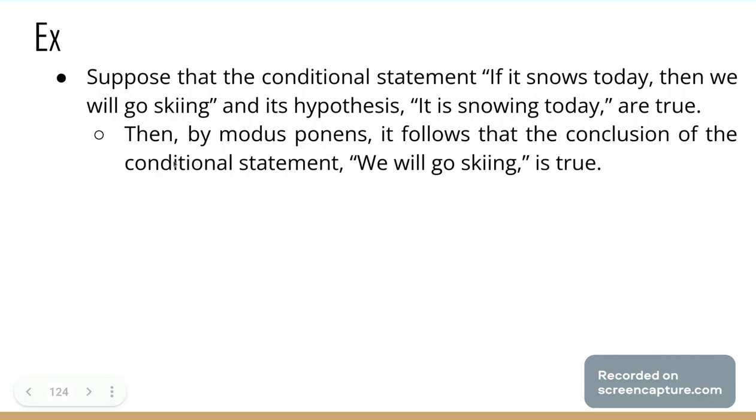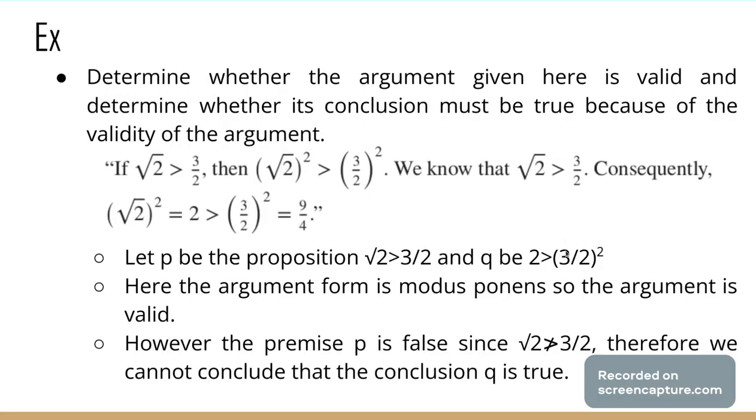Now, suppose that the conditional statement, if it snows today, then we will go skiing, and its hypothesis, it is snowing today, are true. So now this is of the form P implies Q and P. If both these are true, then Q is true. We will go skiing is true. This is an example of modus ponens.